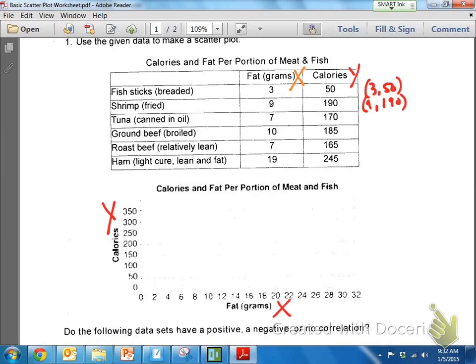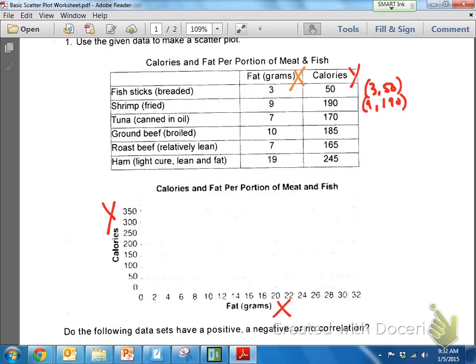Now, here's something else that we notice. Notice how it goes by 2s in the fat, and it goes by 50s in the calories. And notice how the fat in grams is 3, but there is no 3 on the graph. We obviously know that 3 is between 2 and 4. So on the graph, we can be approximate, or we can be in a general space from where it's supposed to be. Because we have the table involved, we don't have to be super specific when we put our points on the graph.